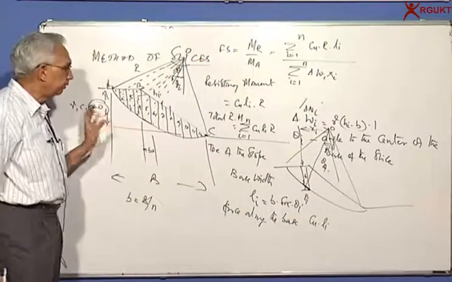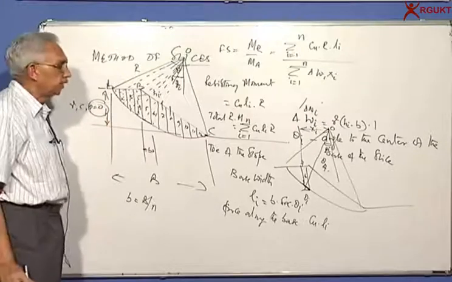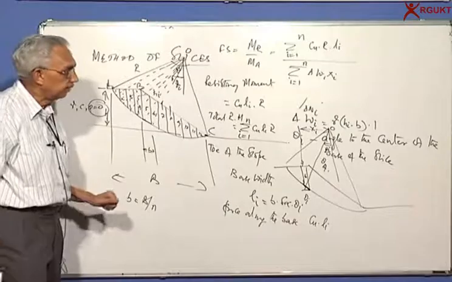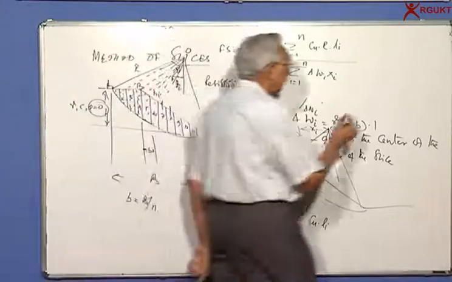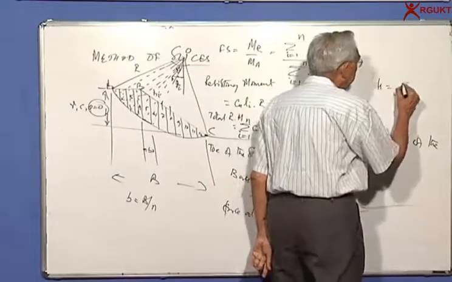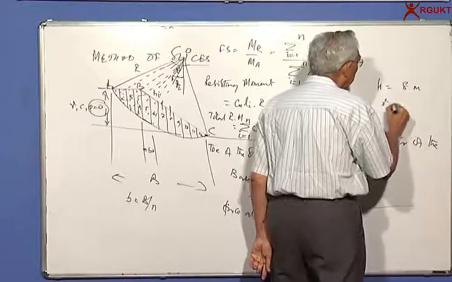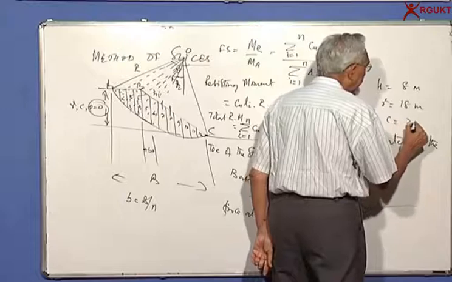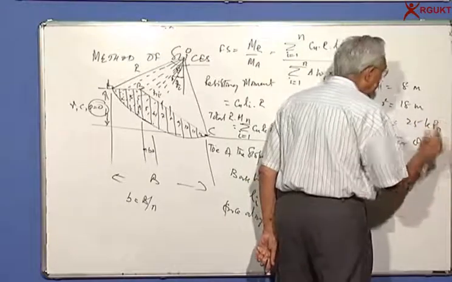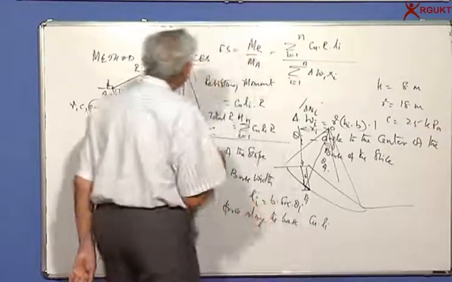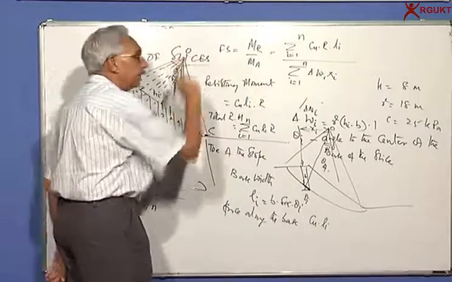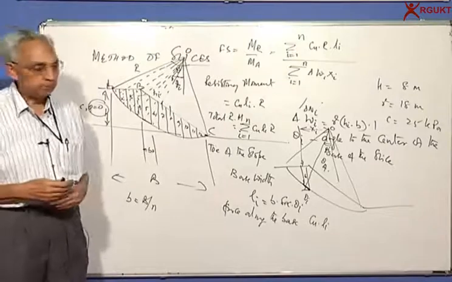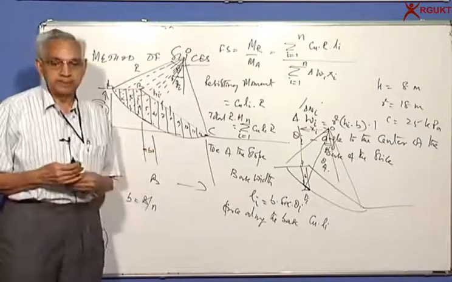You need graph paper and draw everything to scale. Within about half an hour to 1 hour, you can find out. You should try that in one of the cases. You can take H equal to maybe 8 meters, gamma is 18, C is about 25 kPa, and you try. You will do it for a given circle, then we look around at a number of circles and find out what is the minimum value. This is the principle of the method of slices.